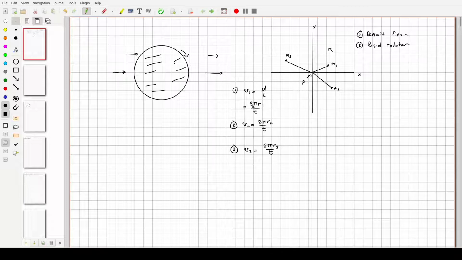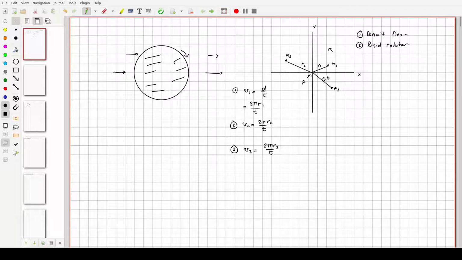Now, r1 and r2 and r3 are all different lengths. And as a consequence, as this thing rotates, their velocities are all going to be different. Now, that's pretty complicated if you think about it.